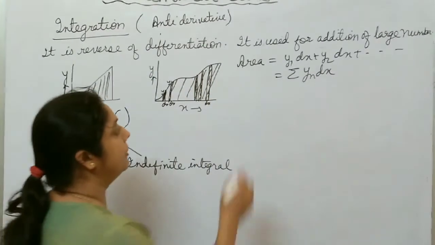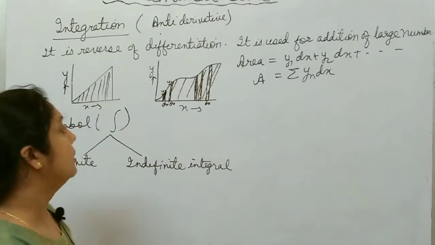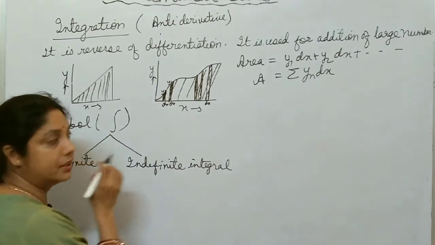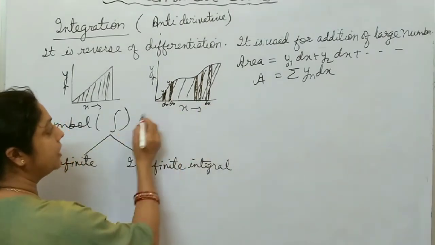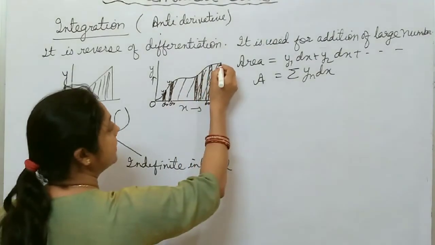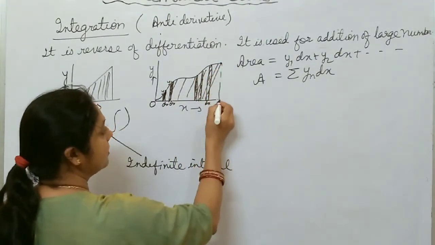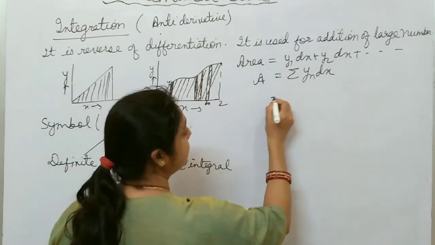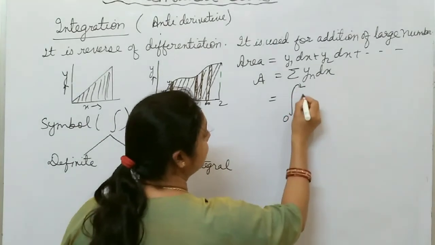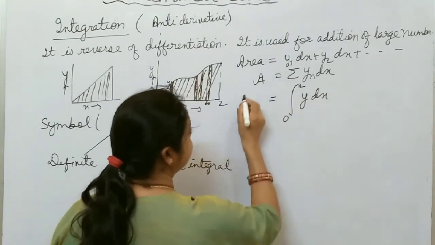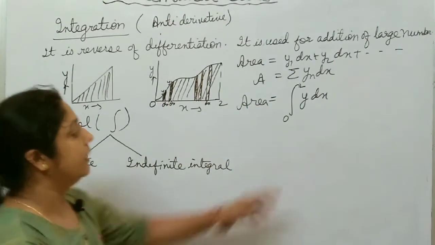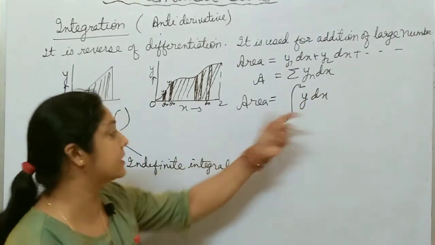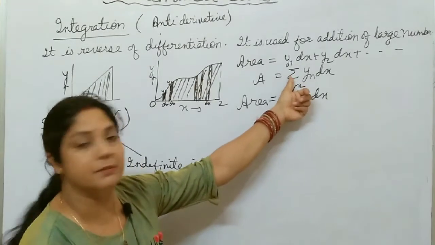But this value is not accurate, right? Because if you cut small strips, some space is left here, so it does not give an accurate value. For an accurate value, suppose this point is 0 and this point is 2. So from 0 to 2 you have to find the area. You integrate from 0 to 2 of y dx and it gives the area. This is integration of y with respect to x, and integration gives the area. Integration represents the summation symbol, right?